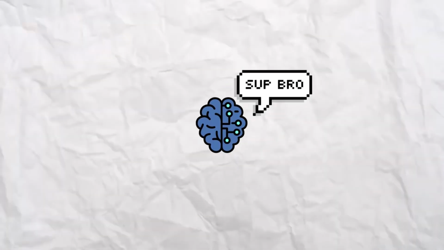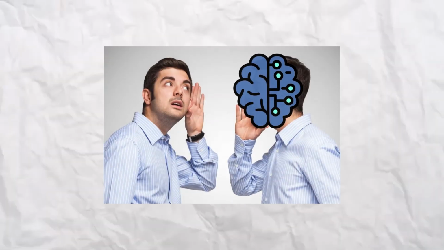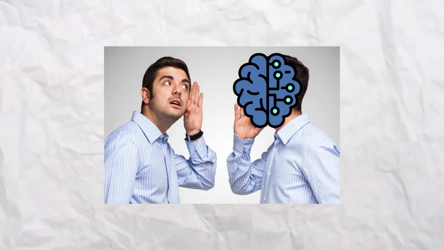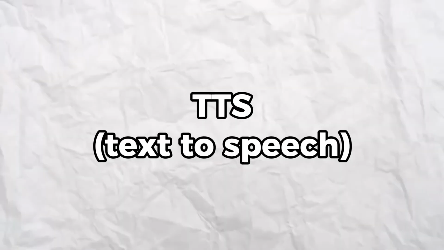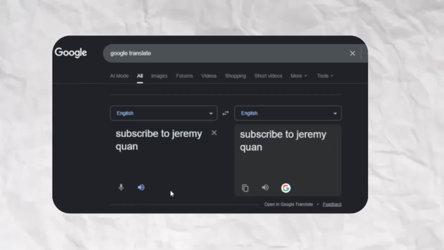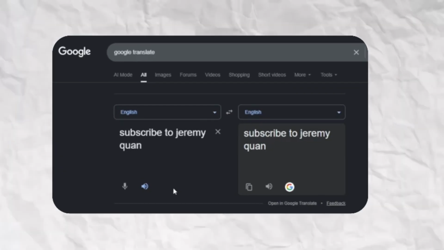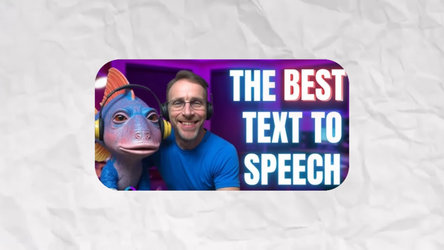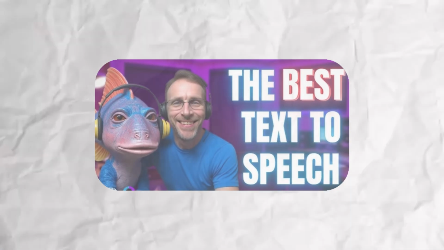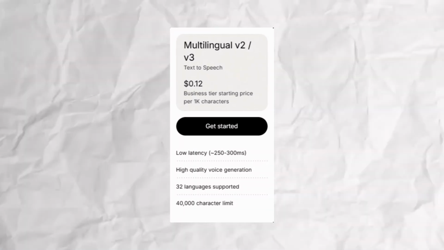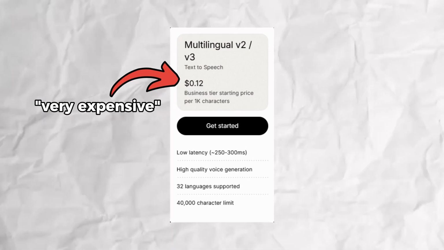Now that the AI can generate text, we have to make it so it can actually talk. You've probably heard of TTS before, which is text-to-speech, and you've probably used it. It's super simple. You can literally go on Google Translate and TTS anything. Subscribe to Jeremy Kwan. But I'm not settling for a robotic voice. We're going to be using a realistic voice for this AI.